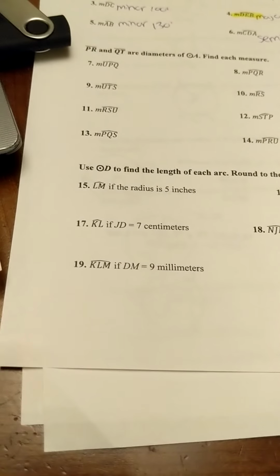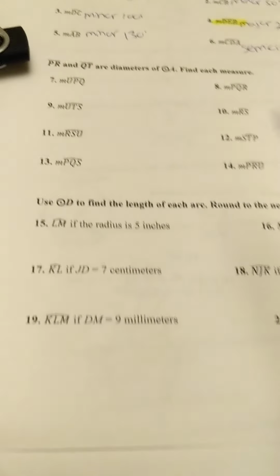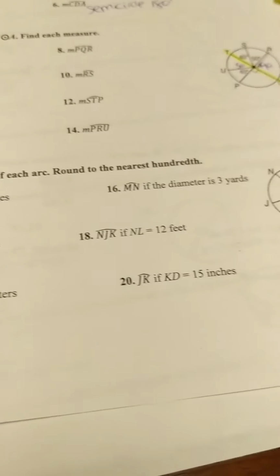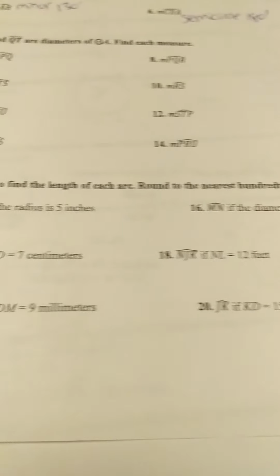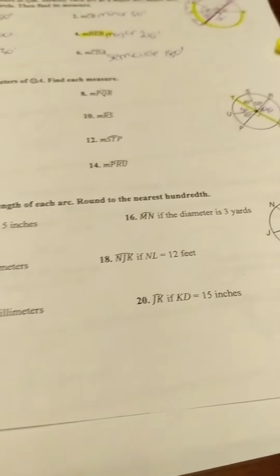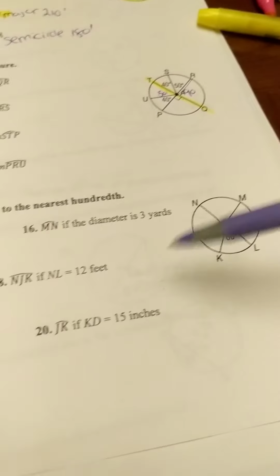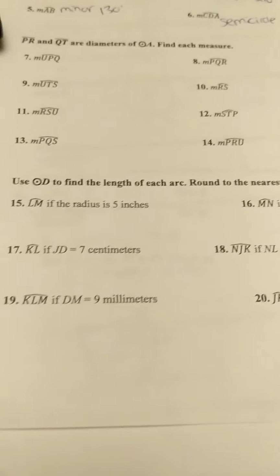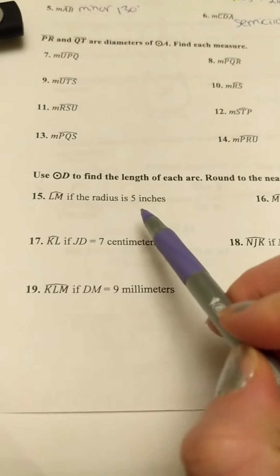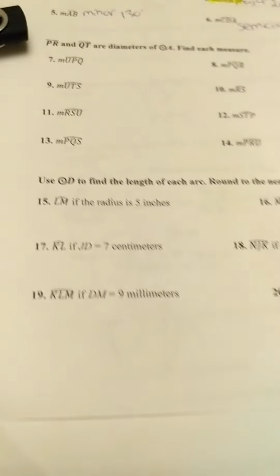But I want to jump down to number 15. It says to work in our circle D here, and we are now finding the lengths of the arc. So different than the measure. So up here we're finding like the degrees. Down here we need to find out how long. So it's going to be important that we work with our radius here.